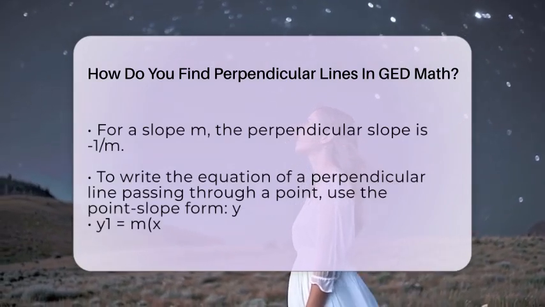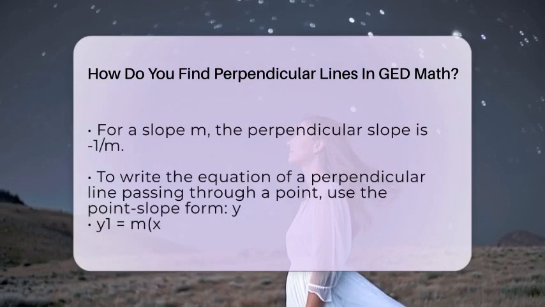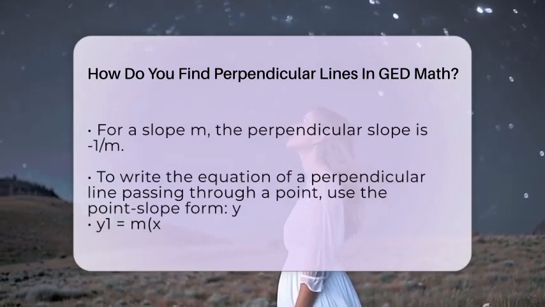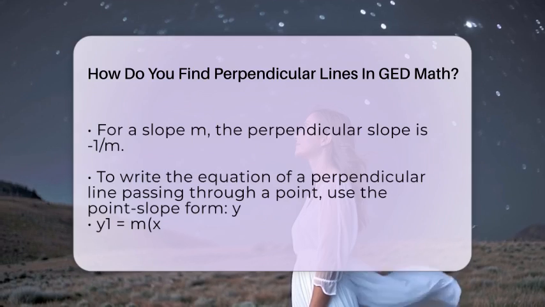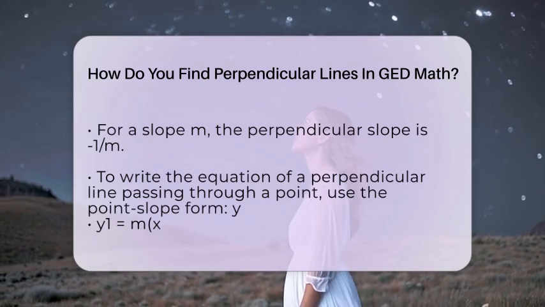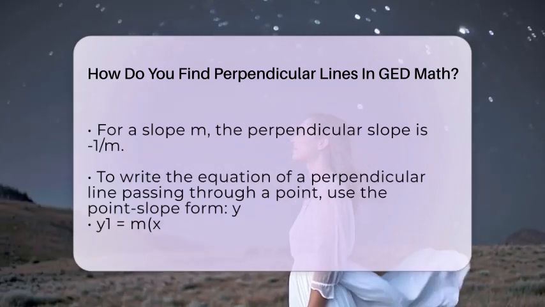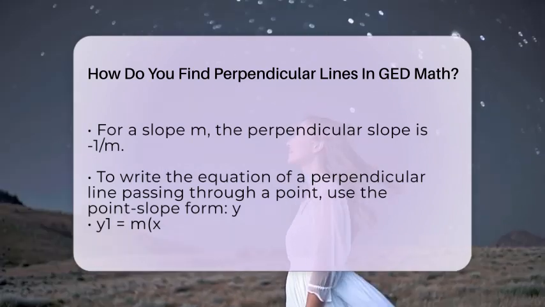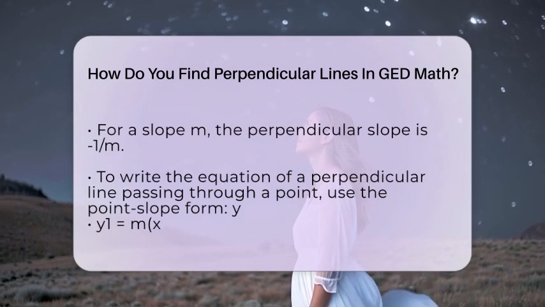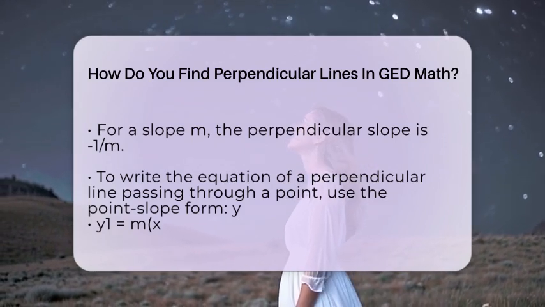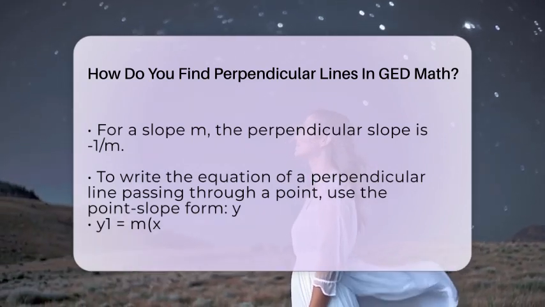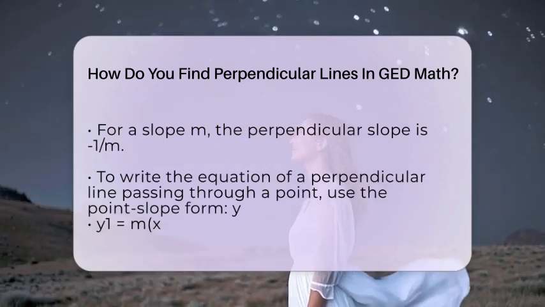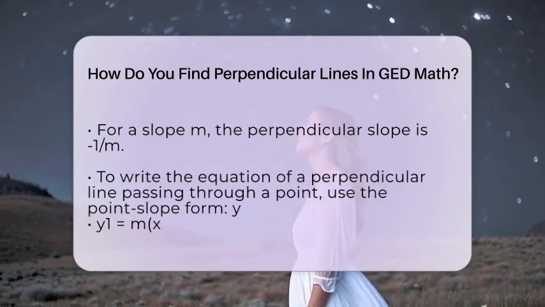Now, if you want to write the equation of a line that is perpendicular and passes through a specific point, use the point-slope form. That's y - y1 = m(x - x1). Here, (x1, y1) is your point and m is the perpendicular slope you just found. For example, if your point is (3, 5) and the perpendicular slope is 1/2, then the equation becomes y - 5 = 1/2 (x - 3). You can expand and simplify this to get it into slope-intercept form if needed.